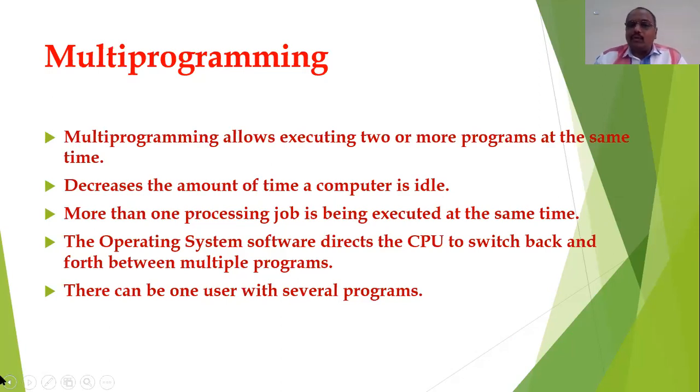The operating system software directs the CPU to switch back and forth between programs. So the central processing unit will be directed by the operating system to switch between the tasks, and there can be one user with several programs. So this is the basic idea of multi-programming. Multi-programming allows executing two or more programs simultaneously. This is the basic principle.